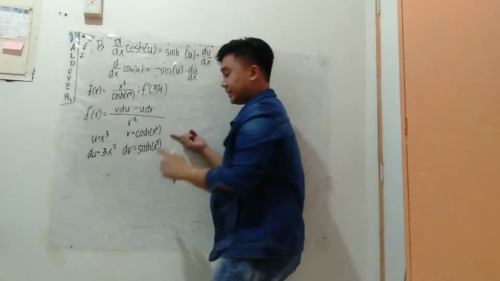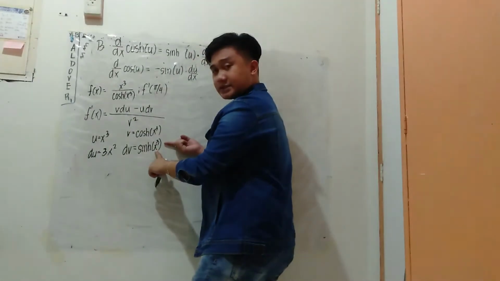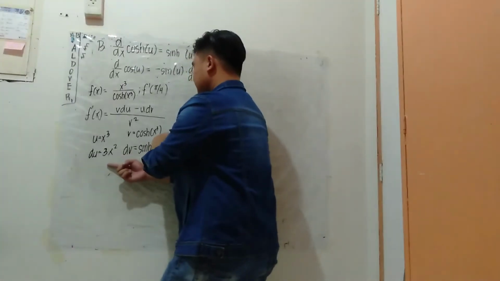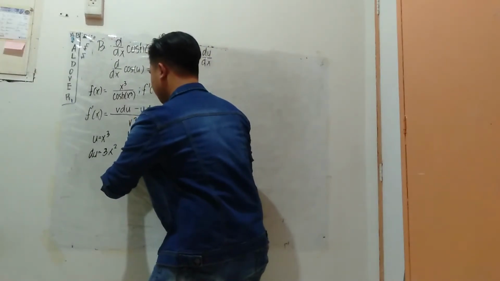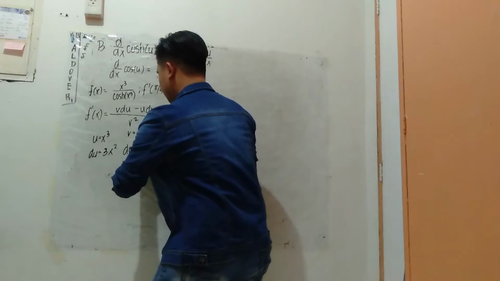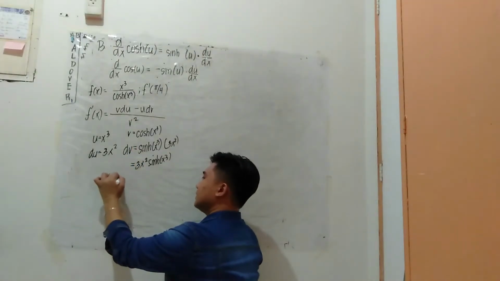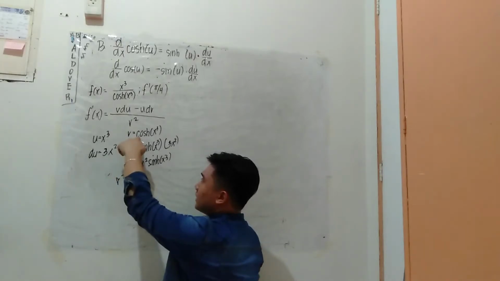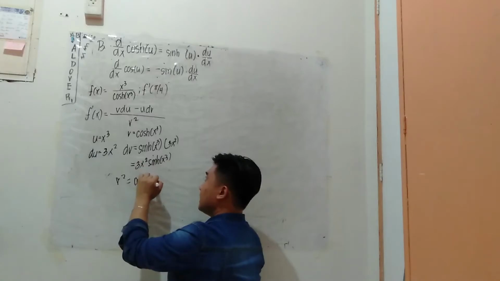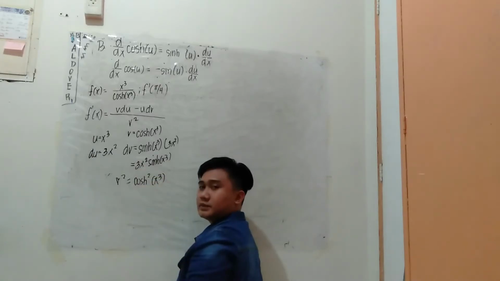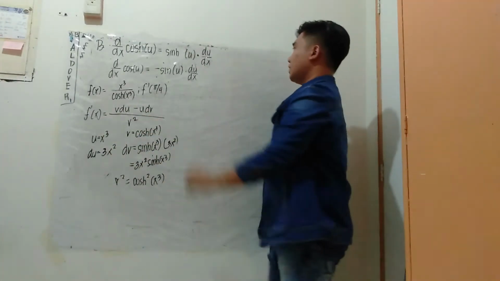Pero don't stop kasi hindi mo pa nadi-derivative yung angle. What's the derivative of x cubed? That is 3x squared. Rearrange ko, dv is 3x squared sinh x cubed. And v squared, square ko lang to, ay cosh squared x cubed. Okay? And then, I can already form this formula.